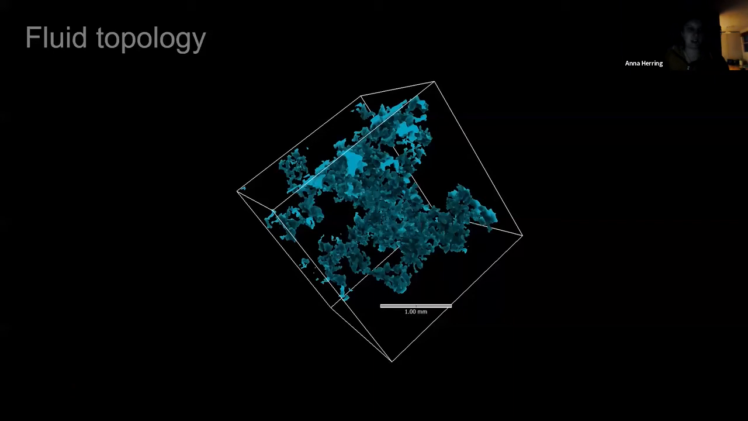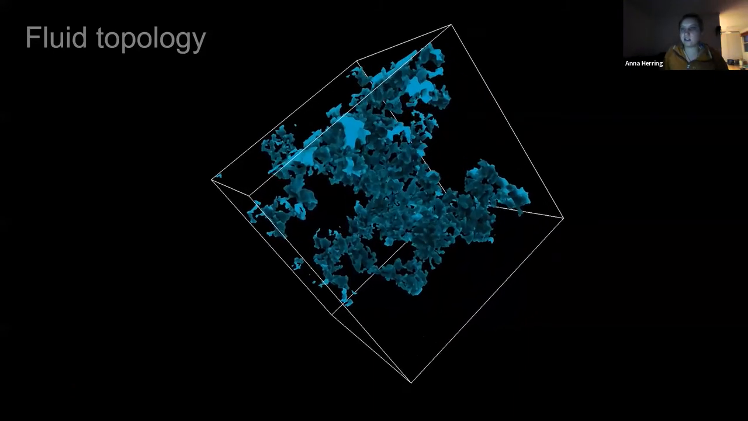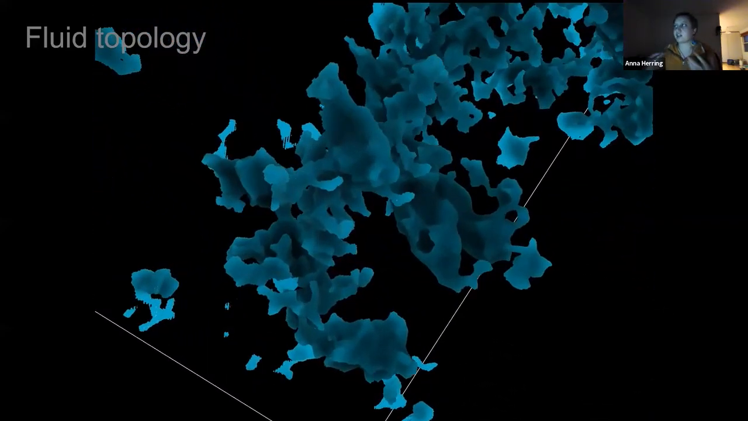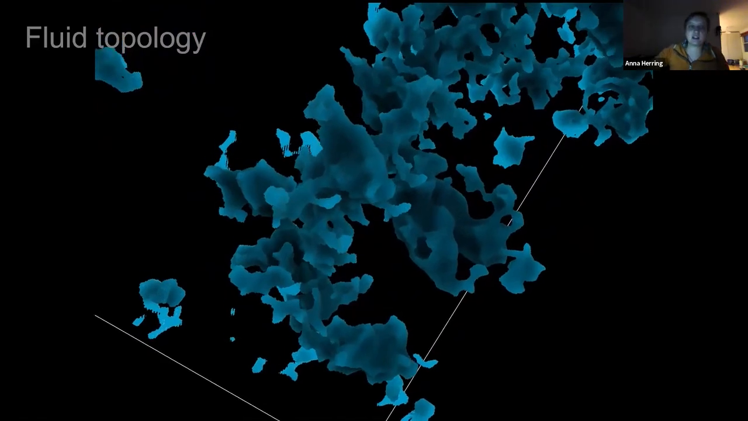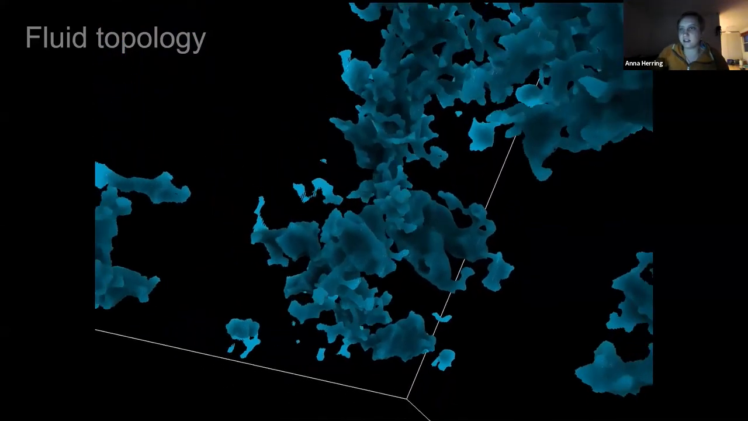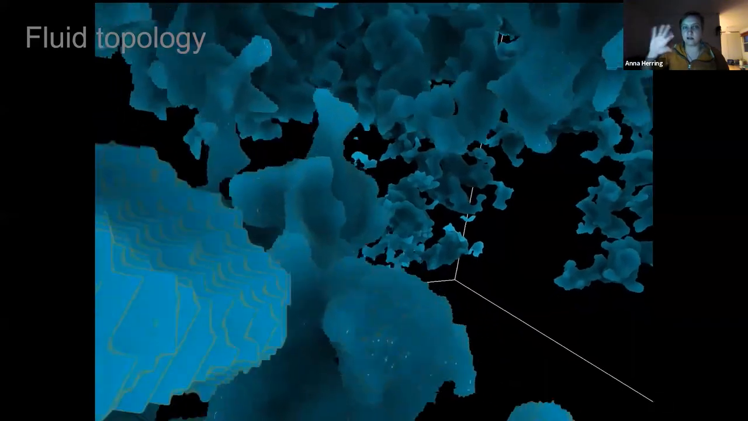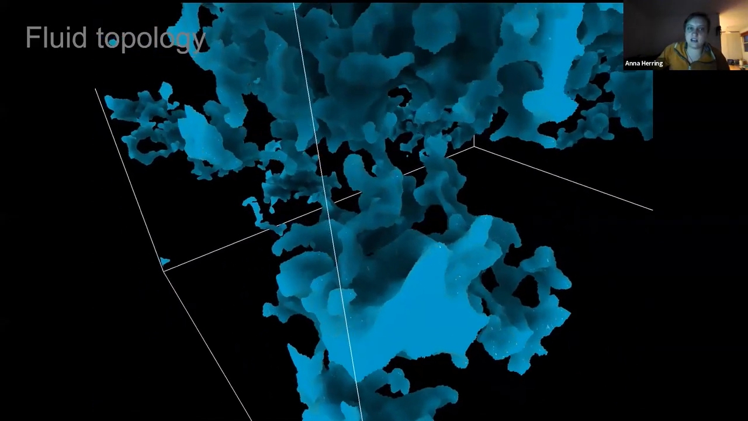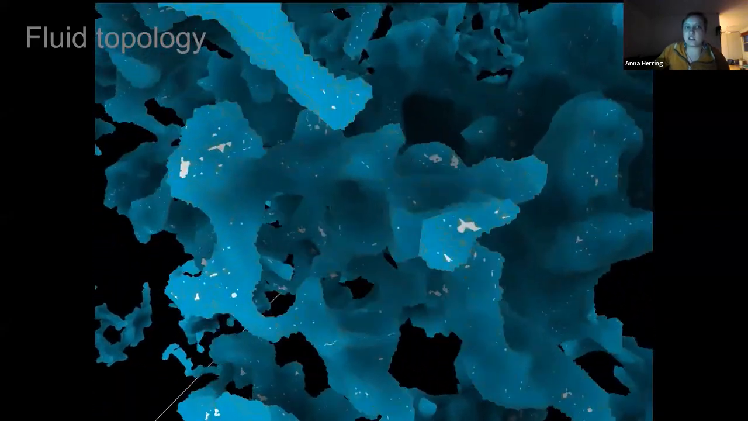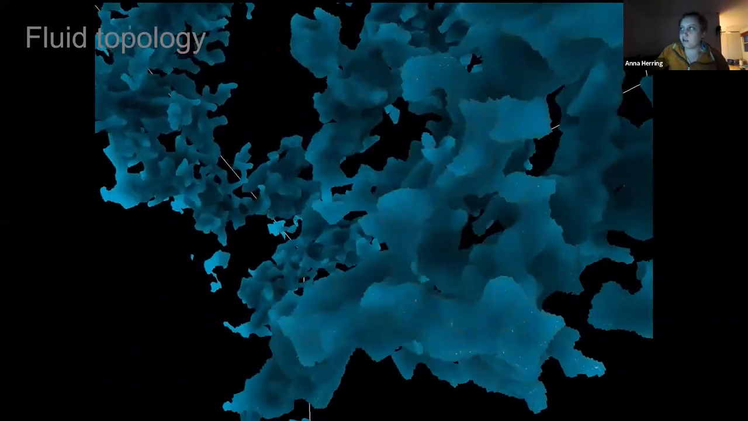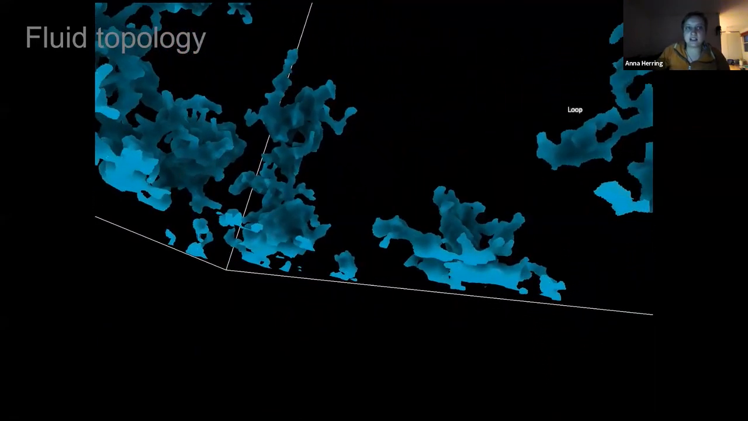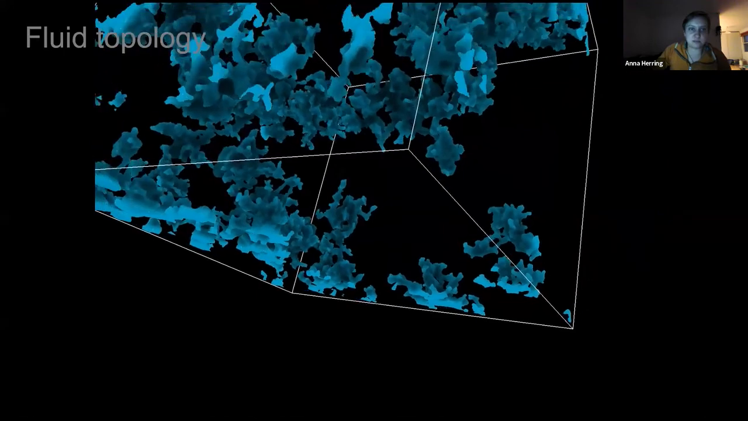Another thing that I'm very interested in particular is the topology of the CO2 phase. So topology meaning the connectivity of the CO2 phase. We can quantify how well connected the CO2 phase is by looking at these 3D distributions and looking at things like the number of loops that the CO2 is forming. This gives an indication of how interconnected the CO2 phase is. And we can also see if there are any disconnected regions or features.